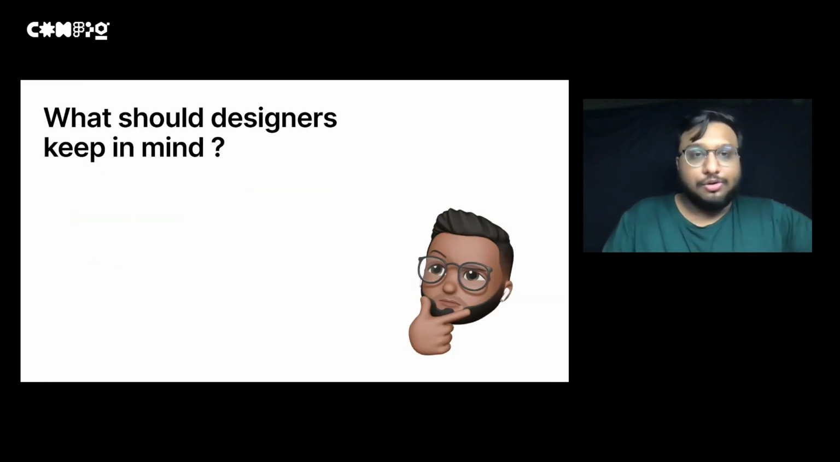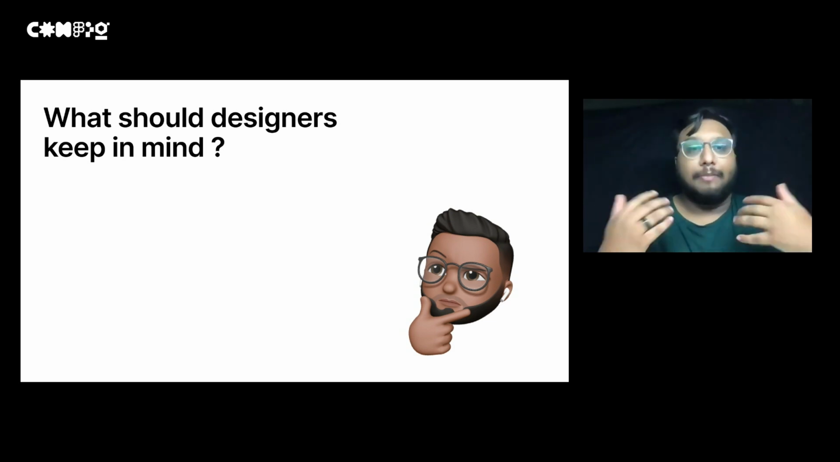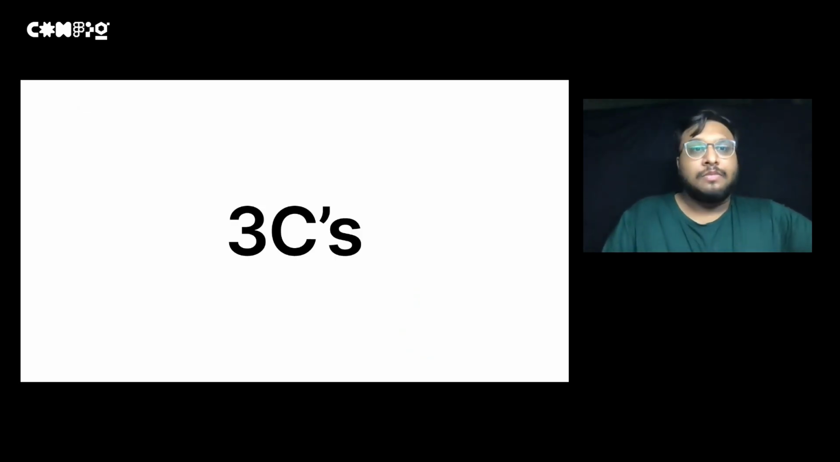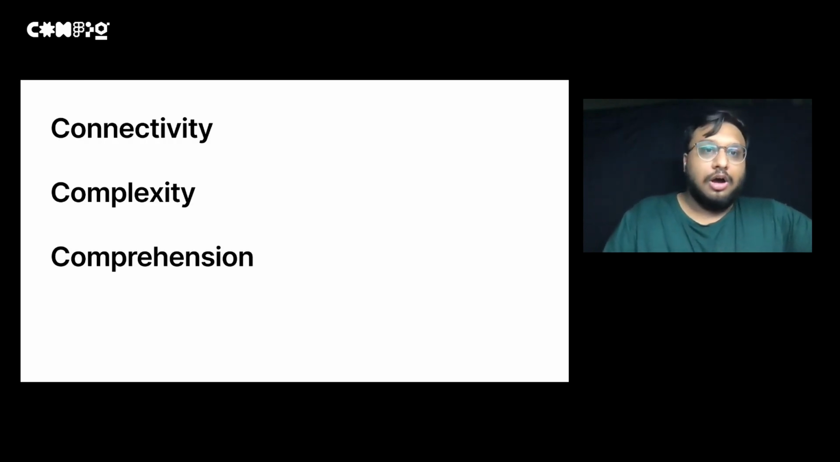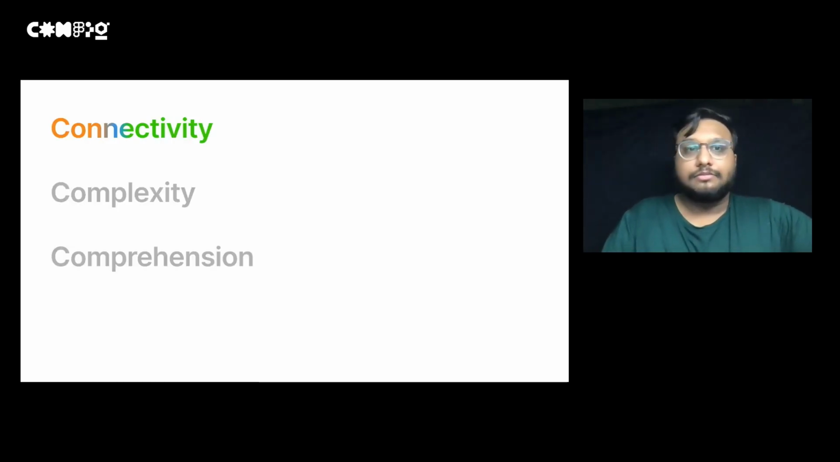Now, we can also look at a mini framework, which is what you should keep in mind while designing for them. It's called the three C's, and it consists of connectivity, complexity, and comprehension. We'll dive a bit into each one of them and go through some examples. This could be a mini checklist you can have while designing for these emerging markets.